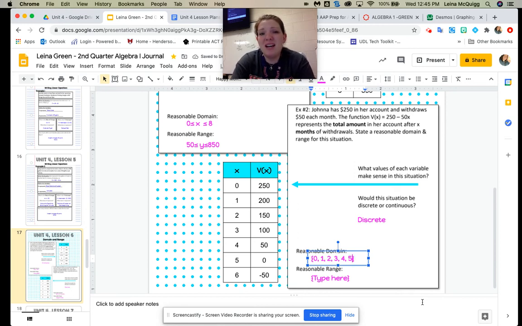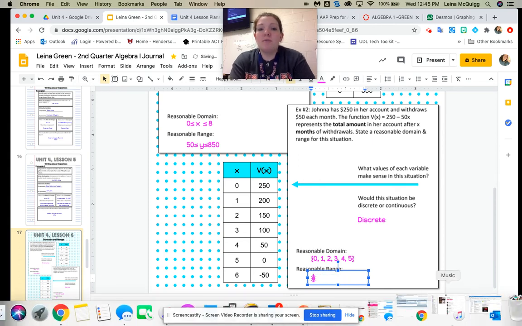So is 6 a reasonable number to put in there? It's not, because that would give her a negative balance, and they're not going to let her spend their money, right? The bank's not going to let her spend money that she doesn't have. So 6 months is not reasonable to type.